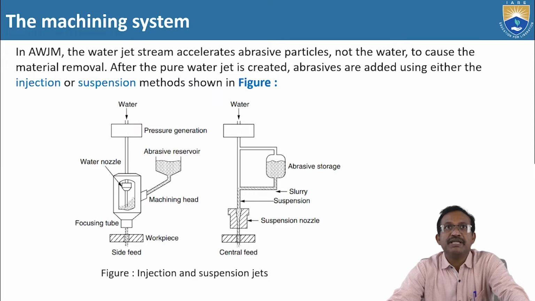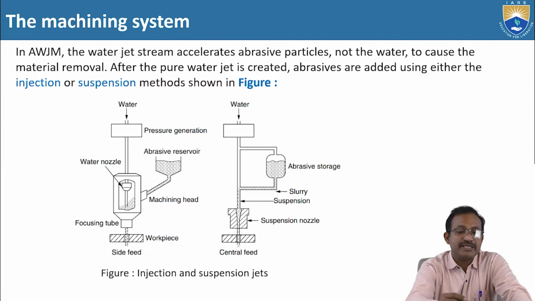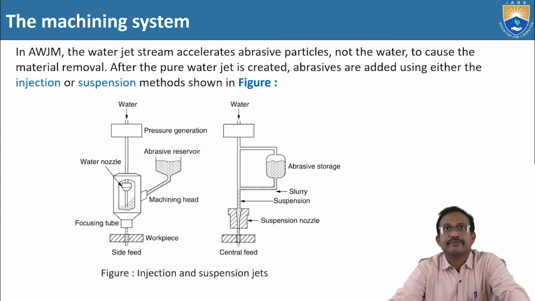Right, the machining system of abrasive water jet machining. In abrasive water jet machining, the water jet stream accelerates abrasive particles. So that is nothing but kinetic energy of the abrasive particles, not the water, to cause the material removal. That means here water will help to increase the acceleration of the particles. It will not directly be used to cut the material, or strike the material to cause the erosion. The abrasives will play the predominant role in material removal.